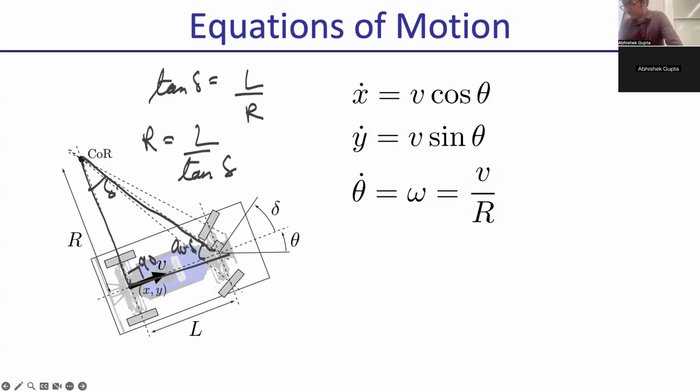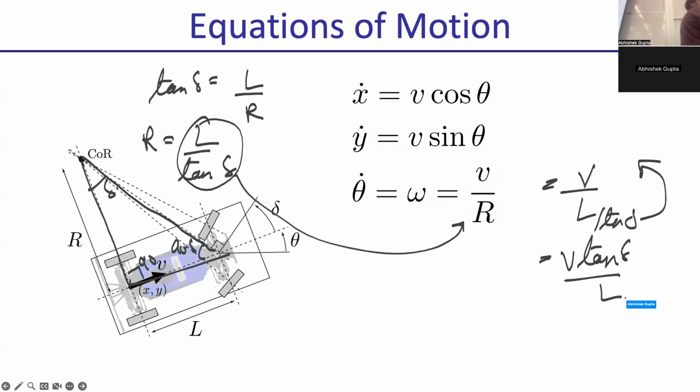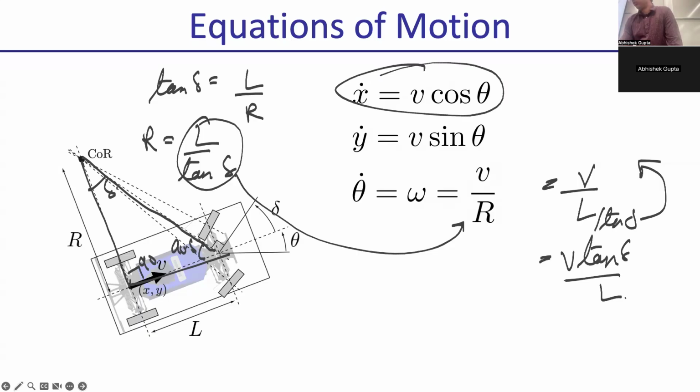right? And now I just stick this into here. That's it. And so I get V over L divided by tangent delta. Tangent delta goes to the numerator, so I get V tangent delta divided by L. So x dot is V cosine theta, y dot is V sine theta, and theta dot is V tangent delta divided by L. And this kind of makes sense, right? Your x velocity depends on your heading, your y velocity depends on your heading, and your change in angle depends on your steering angle, right?